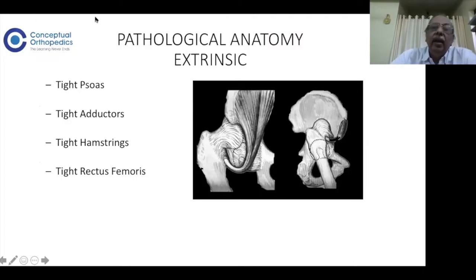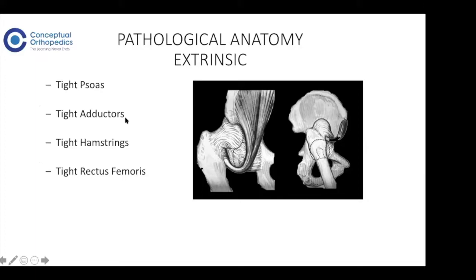What are the structures that obstruct the reduction in DDH? That is the tight psoas, the tight adductors, the tight hamstrings, and the tight rectus femoris. These are the pelvifemoral muscles. When the head moves upwards, all the pelvifemoral muscles will contract.